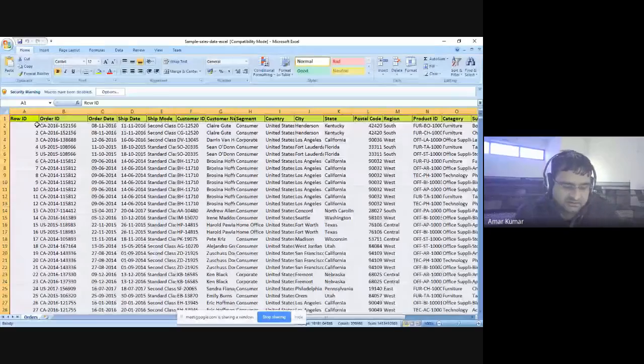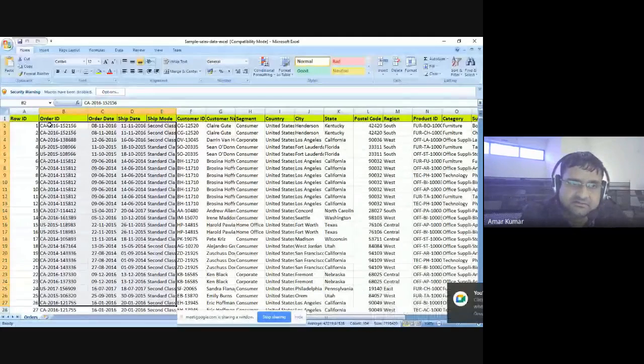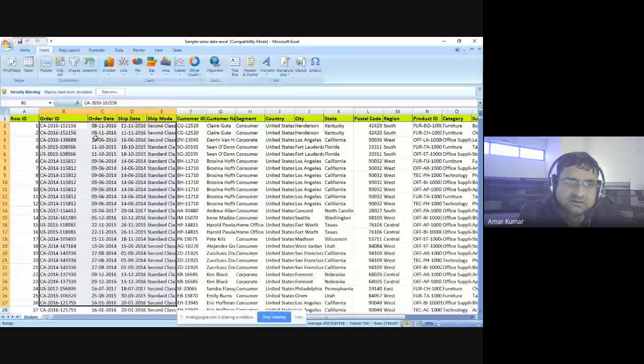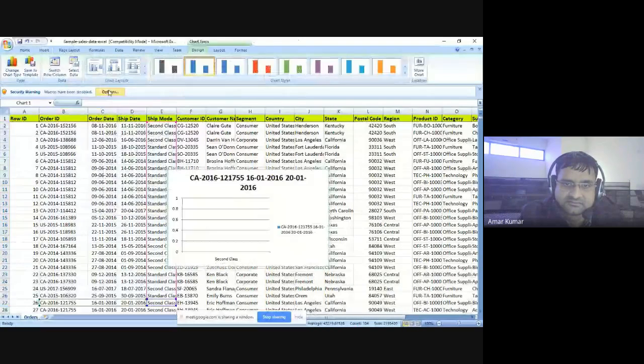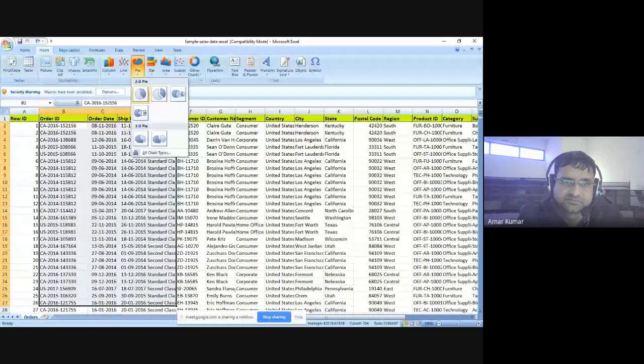Yes, you can see this data. If I want a graph or chart for these selected rows and columns, we can click Insert, then column chart. Let us see. It has been developed over here. I will press Control Z and move on to the pie chart. Let us see.